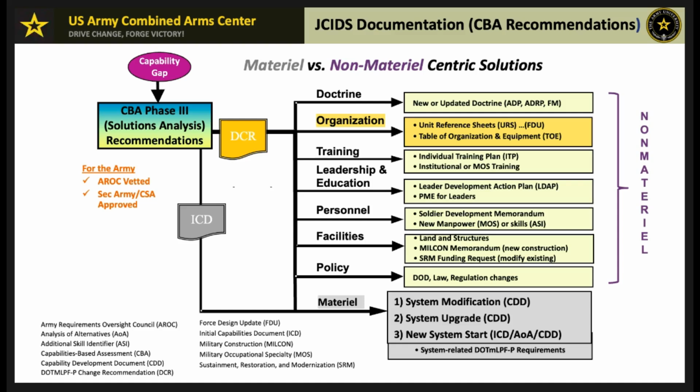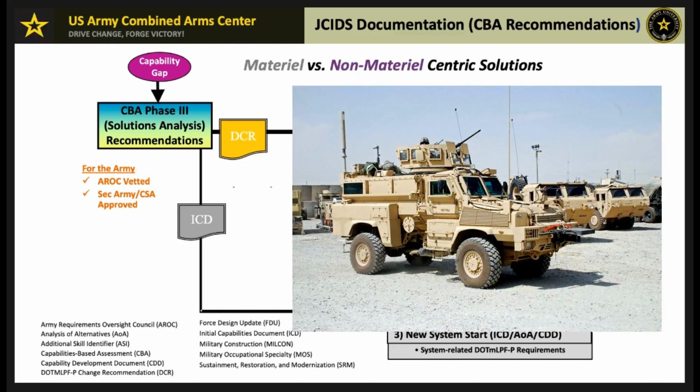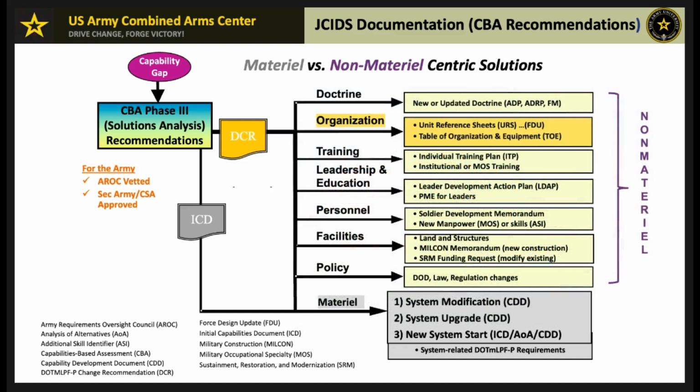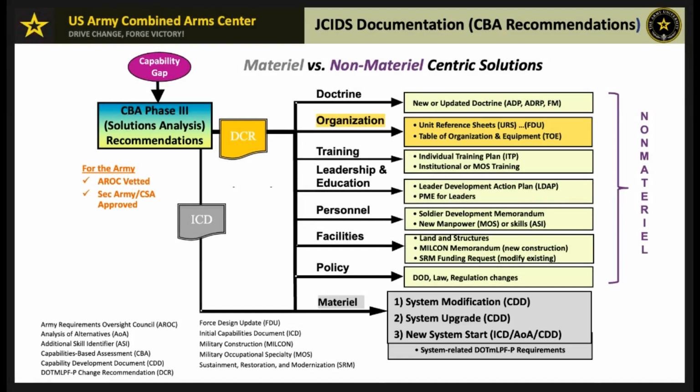For instance, during the Iraq War, the rapid development and deployment of mine-resistant ambush-protected, or MRAP, vehicles was a key material solution. These vehicles provided enhanced protection for troops against IEDs, much like equipping a modern knight with a new suit of armor. Material solutions often include system modifications, upgrades, or entirely new system starts, and these are captured in initial capability documents, ICDs, and capability development documents, CDDs.